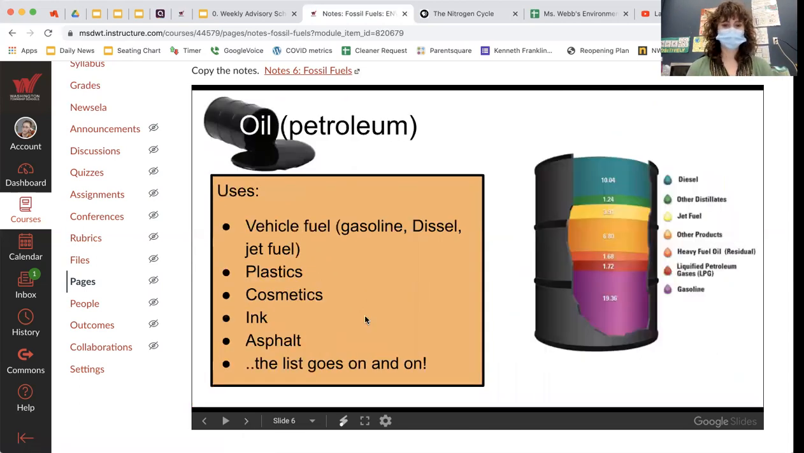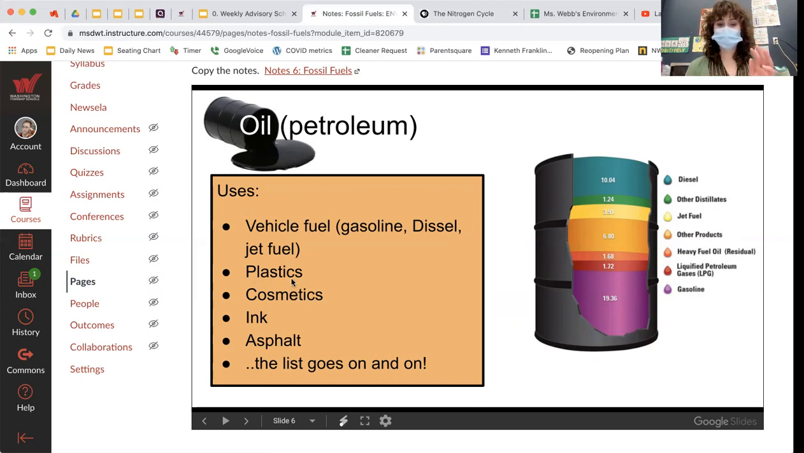All right, what about oil? So oil has even more uses than coal, because we can extract different parts of it to make various materials. We can also burn it to be a fuel. So the main source of fuel is for vehicles. Gasoline, diesel, jet fuel, all of that comes from oil, which another name for it is petroleum. So it's not cooking oil. We wouldn't want to cook with this. It would taste disgusting.